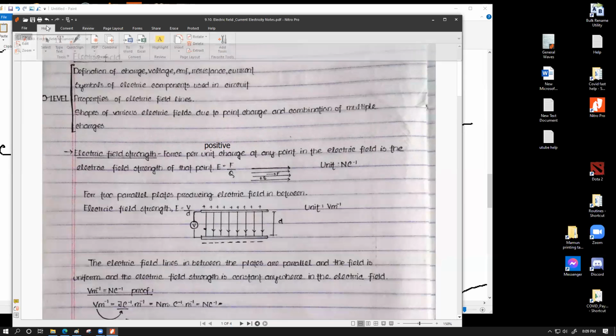And I need to put an arrow over here. Do we have arrows over here? Insert. I'm sorry for that background noise. That is my kid.